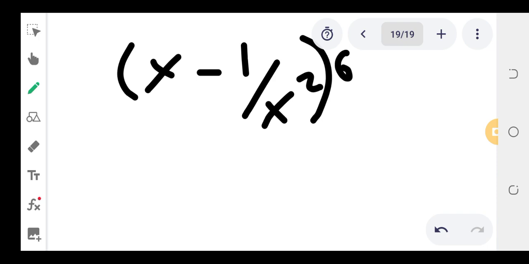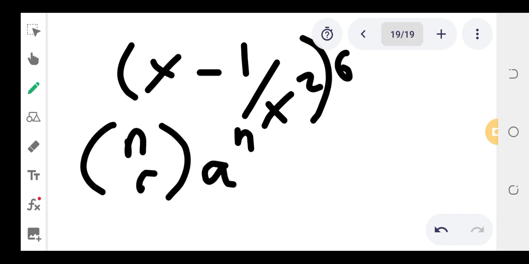So let's say we have been given this question to come up with the independent term in the expansion of that. Now, in as much as we want to come up with the independent term, in other words, we are looking for a constant term in this expansion. So in this case, we are going to apply this formula, n choose r, a to the power n minus r, b to the power r, to come up with the independent term.